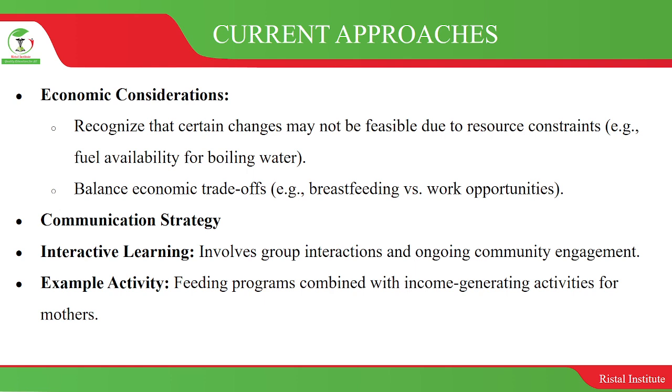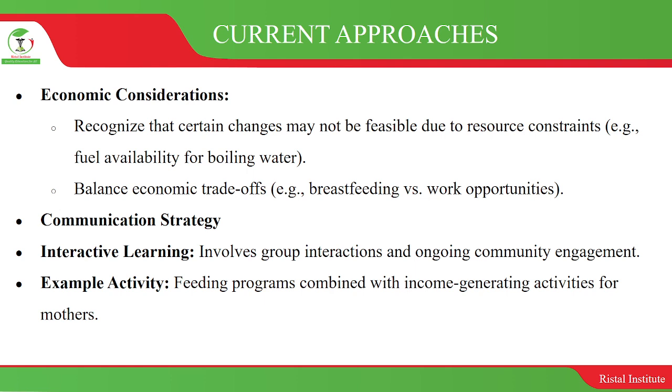You're encouraging the communities to boil drinking water in order to prevent typhoid and to prevent some waterborne infections. But these people do not have fuel for boiling this water. They can hardly afford charcoal. They can hardly afford even firewood. The area is not very good in population. It is dry. So in that case, it's going to be very hard for you to achieve impact. Balance economic trade-offs. For example, breastfeeding versus work opportunities.